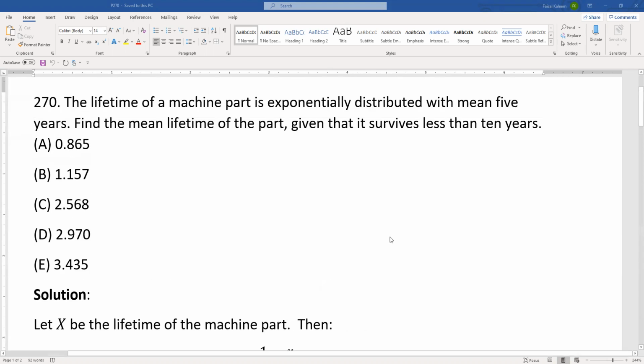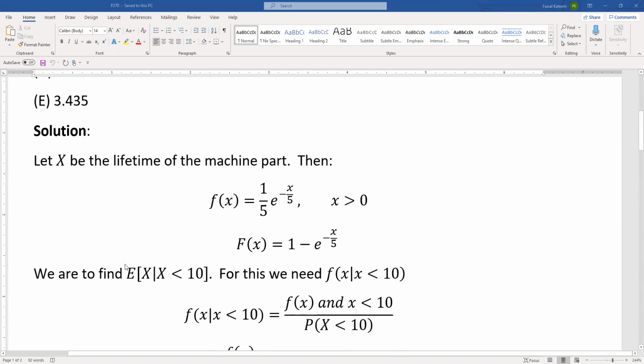And we are interested in the mean, or expected value, of the lifetime given that it survives less than 10 years. So we have to find the expected value of x given that x is less than 10 years. Surviving less than 10 years means the lifetime is less than 10 years. To calculate this conditional expected value, we need the corresponding conditional probability function. So we need f of x given x is less than 10.